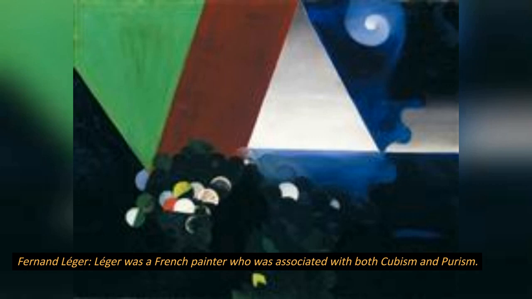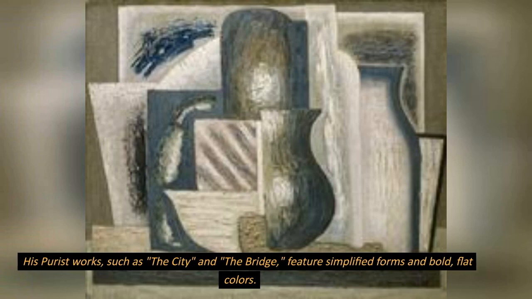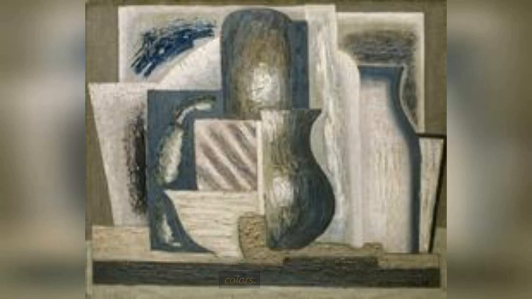Léger was a French painter who was associated with both Cubism and Purism. His Purist works, such as The City and The Bridge, feature simplified forms and bold, flat colors.